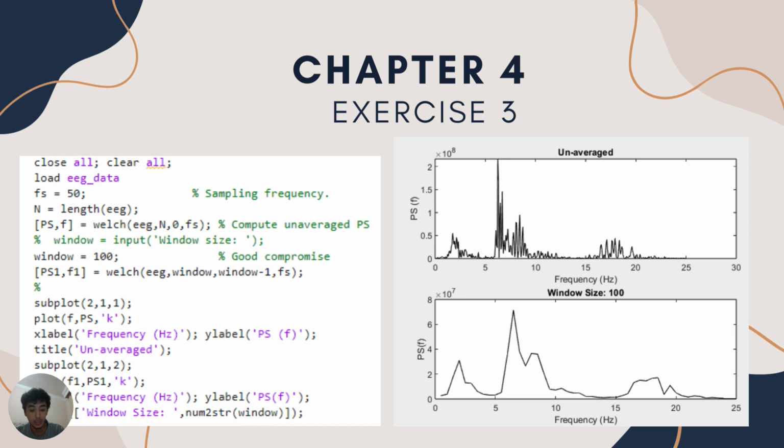And finally, we plot the results. The first plot shows an average PSD. It means more variance and noisier. Then the second plot shows Welch's average PSD. It means smoother and revealing key spectral peaks.